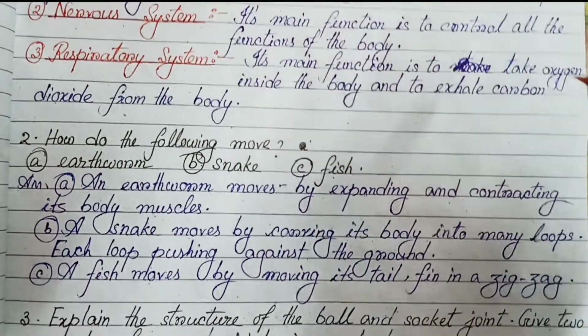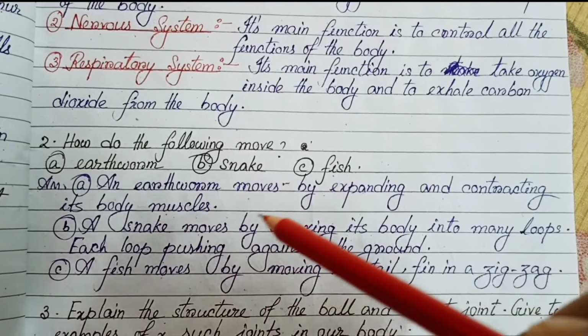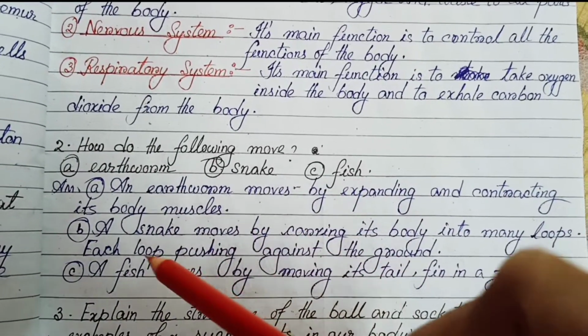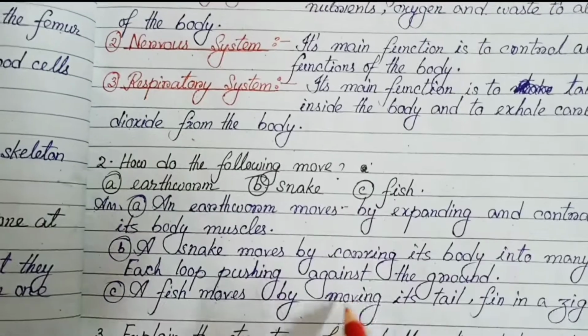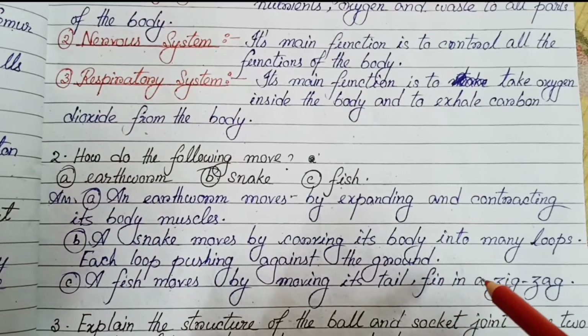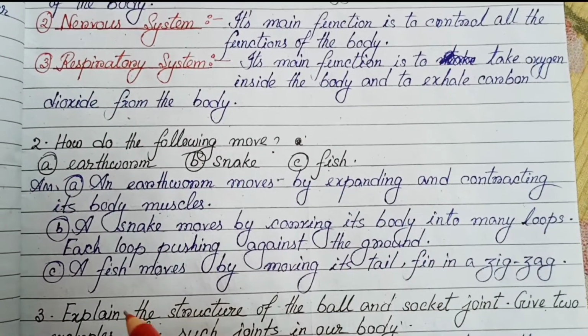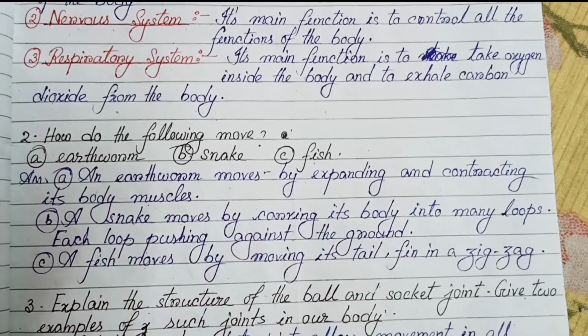Number 2, how do the following move? Earthworm, snake, fish. An earthworm moves by expanding and contracting its body muscles. A snake moves by curving its body into many loops, each loop pushing against the ground. A fish moves by moving its tail fin in a zigzag.